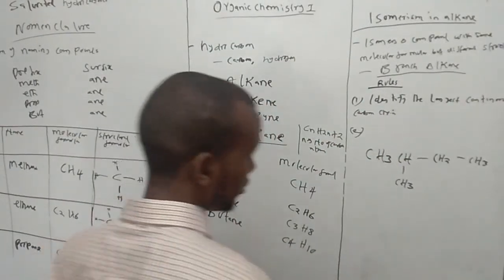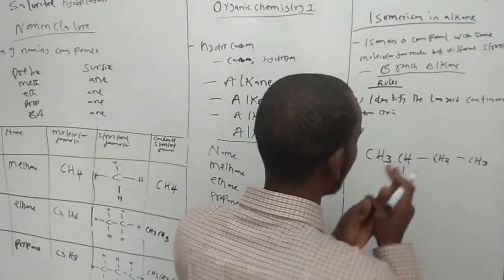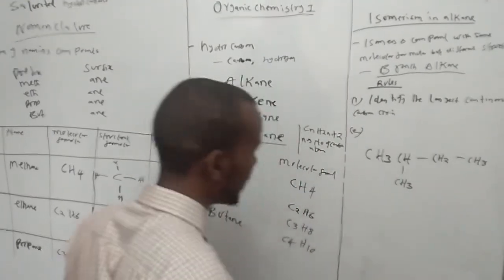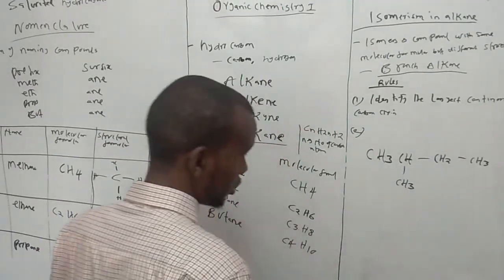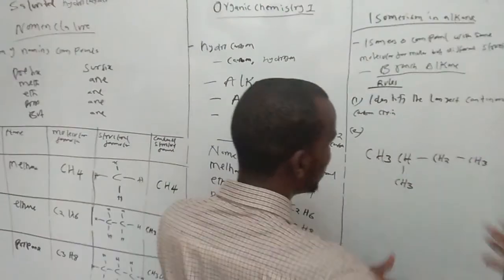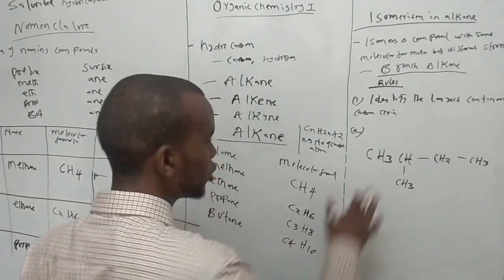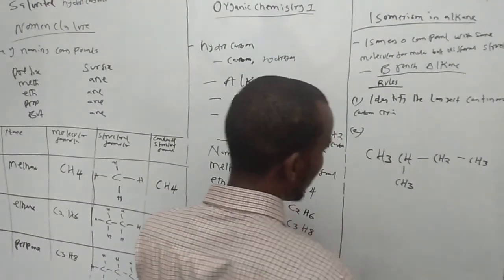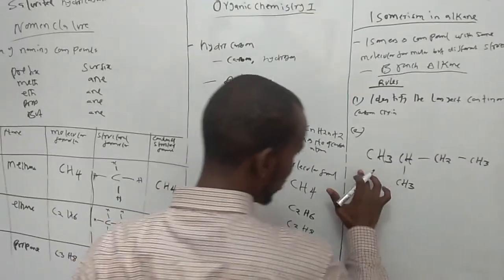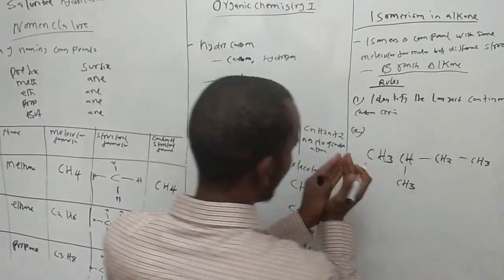We need first to determine the longest continuous carbon chain by saying 1, 2, 3, 4. That means it will have butane. The last one will have butane. But number 2, we are told to number the chain.